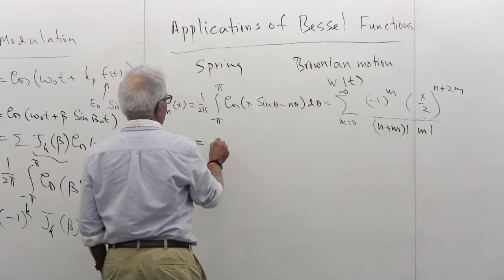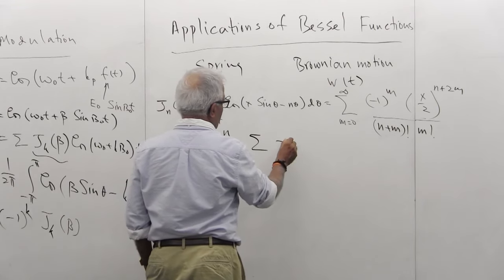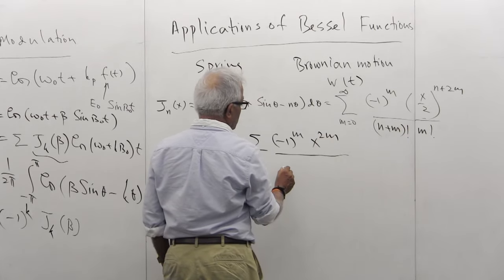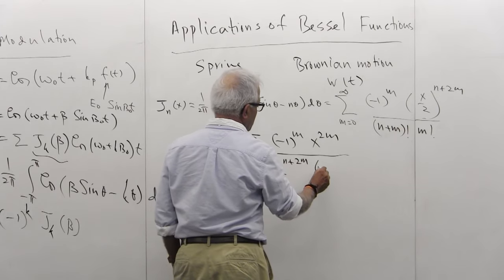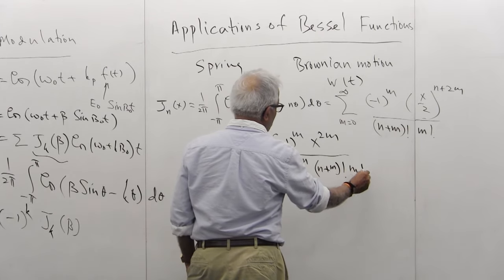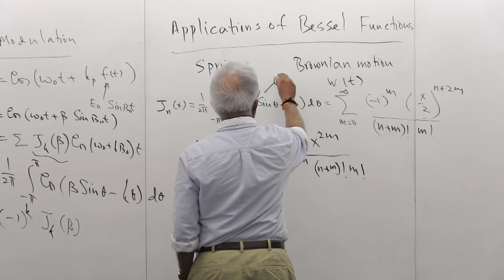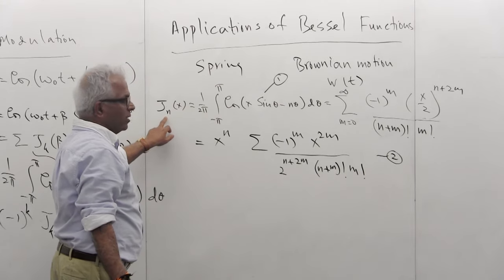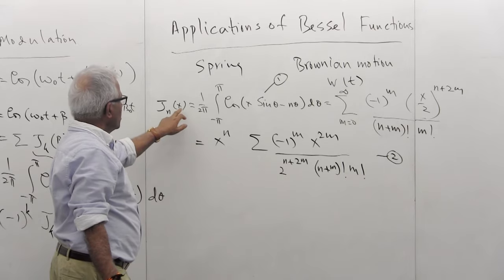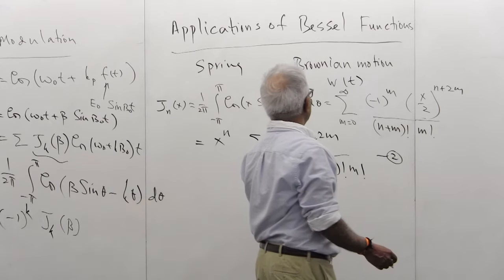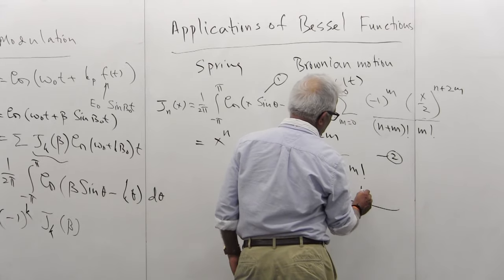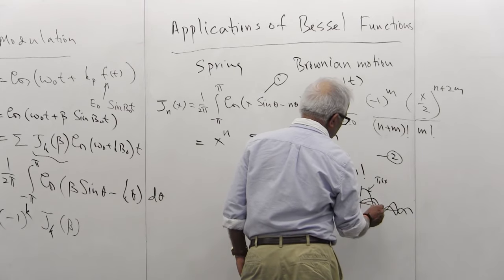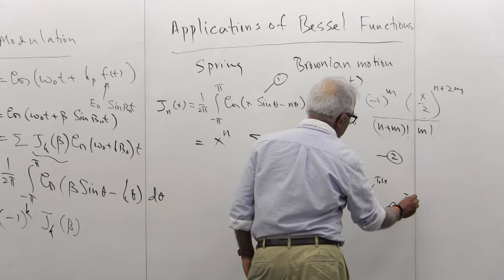Sometimes this is also written as x to the power n times the sum of minus 1 to the power m x to the power 2m, and then 2 to the power n plus 2m. So this is the second form. This is form 1. This is form 2. From here we also see that for any n greater than 0, the initial value is 0. If you draw these pictures, qualitatively they go like this. J0 starts at 1. All the other J's start from the origin. So these all will be J_k's.